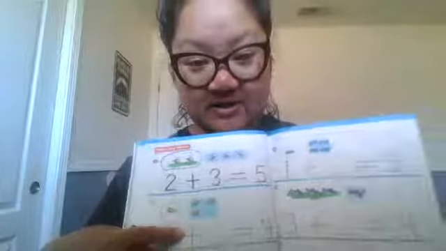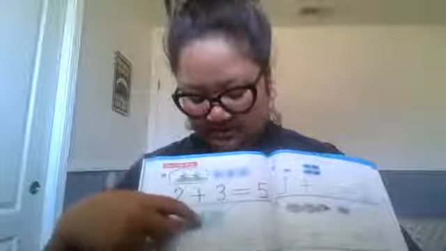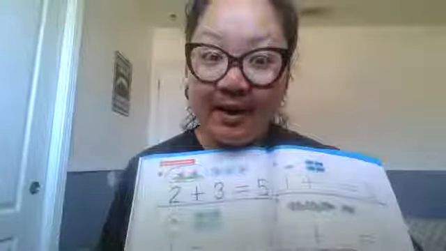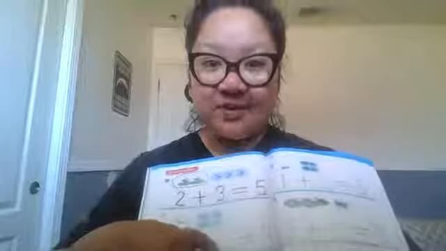Then it says plus. How many are we going to add? How many are we going to add to this? You got it. 1, 2, 3. So guess what we're going to do with that 3? We're going to write it in our blank spot, okay?